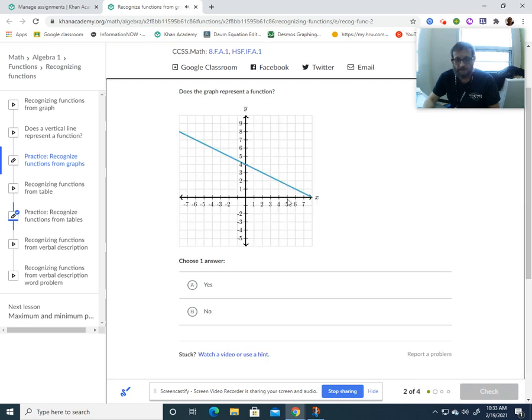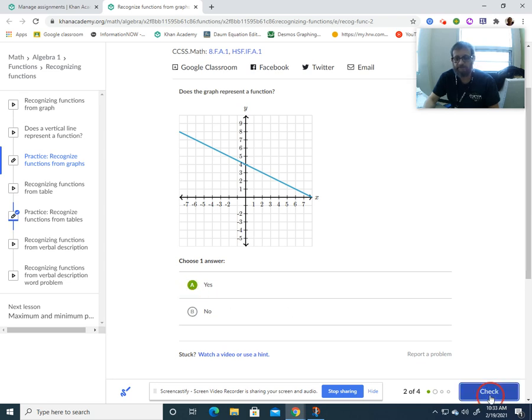This one, every individual value for x gives out an individual value for y. This passes the vertical line test. I can draw an infinite number of vertical lines and I never hit the graph twice. So this is a function.